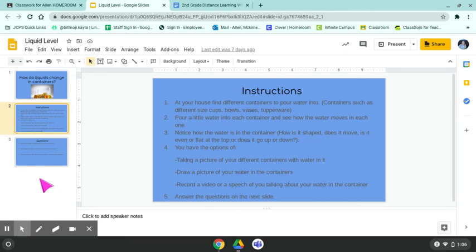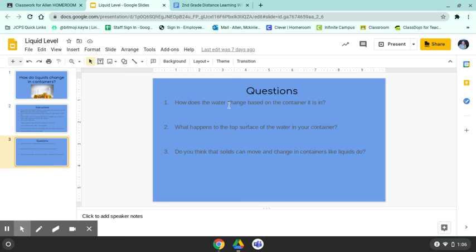Then you're just going to answer these three questions. Number 1, how does the water change based on the container it's in? Does your water change and move differently in a cup versus in a bottle? Does it move differently in a bowl? You're just going to tell me how the water changes.